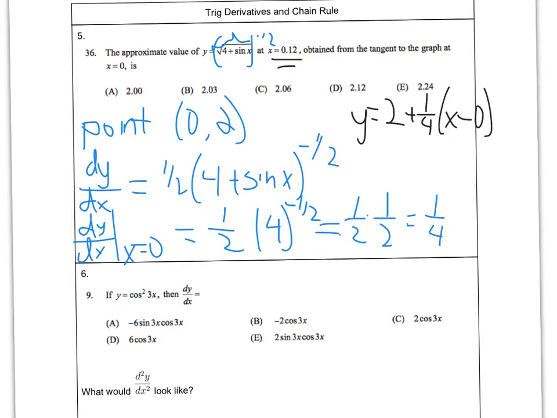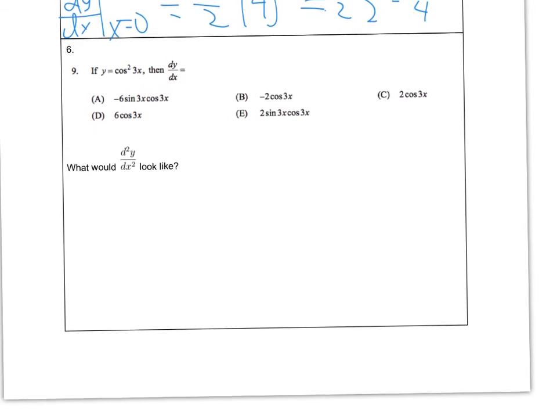Now they want us to know at 0.12. So at 0.12, I plug in 0.12 for x. So 0.12 times a quarter is 0.03, so 2.03 would be my answer. This has approximate value. Don't use a calculator and try to find the specific value, because that's not what they're asking us for. They're asking us to write the tangent line, find the approximate value.